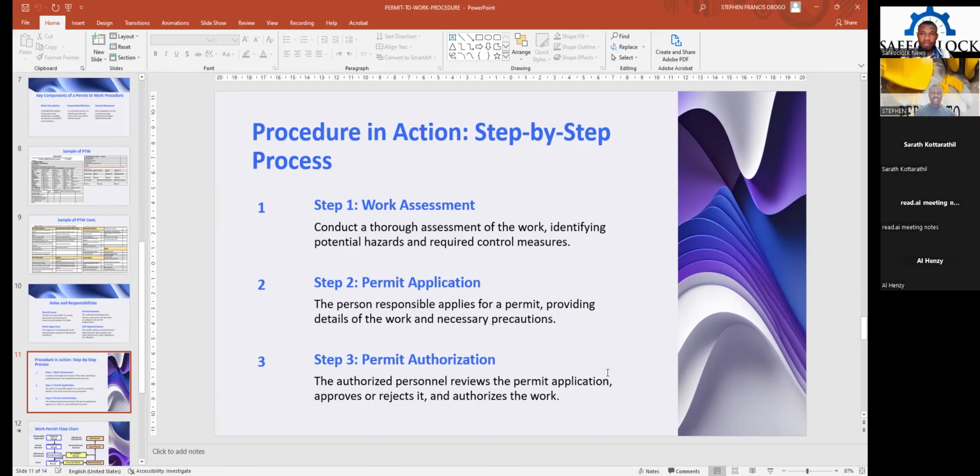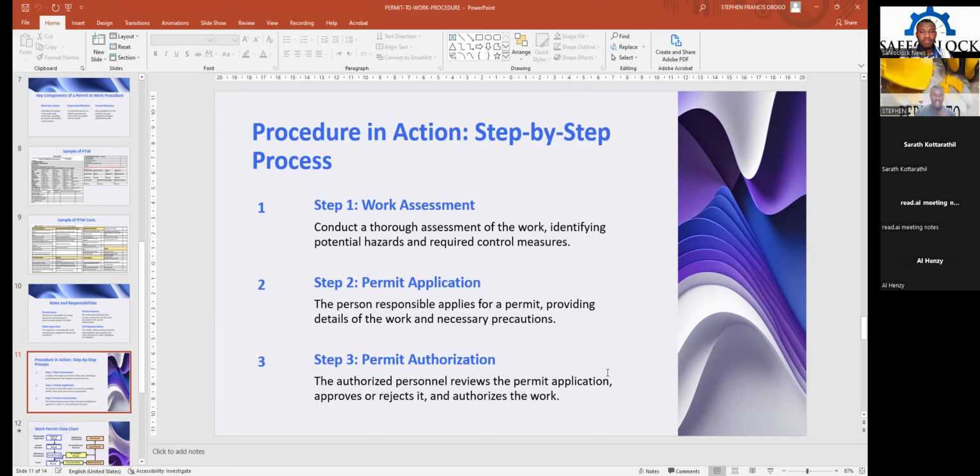And also step 2, which will require the permit application itself. Then the person responsible should apply for the permit, providing details of the work activity. You as a safety officer don't know what they want to do. They need to tell you exactly what they want to do. And they should also have the knowledge of providing the necessary precautions. That is why I say safety is everyone's business. It's everyone's responsibility. You will not just wait for only safety to begin to tell you, you must do like this. So everybody must be knowledgeable. All supervisors must be knowledgeable about the risks, about hazards that are involved within their activity, to make the process smooth.